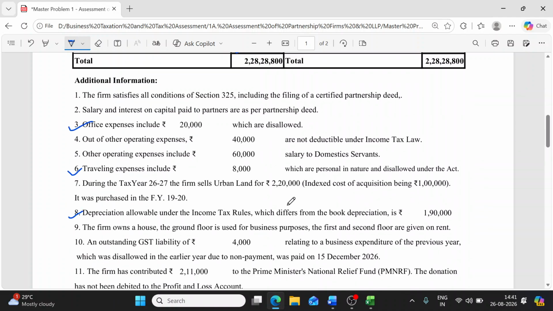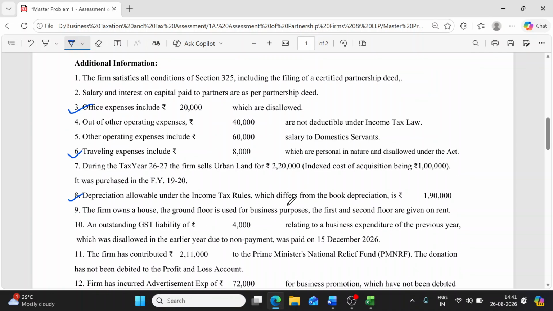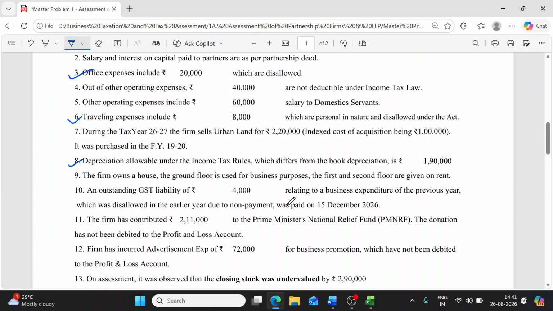Because there is an adjustment. Adjustment number 9. And according to adjustment number 9, this firm is using the ground floor for business purposes, and the first floor and second floor are given on rent. And by the way, giving property on rent is not the core business of a partnership firm. It is a secondary income source.